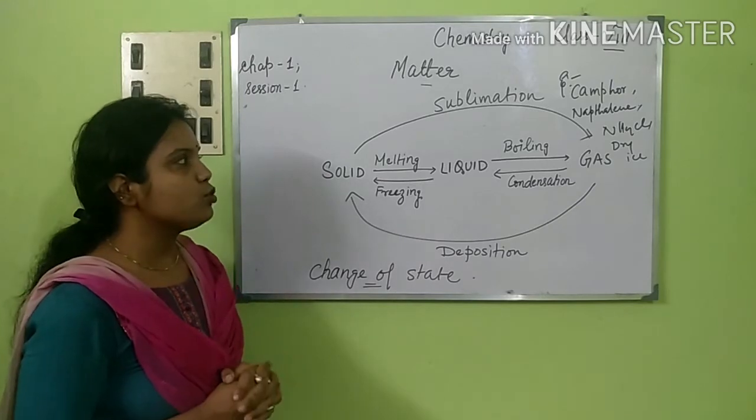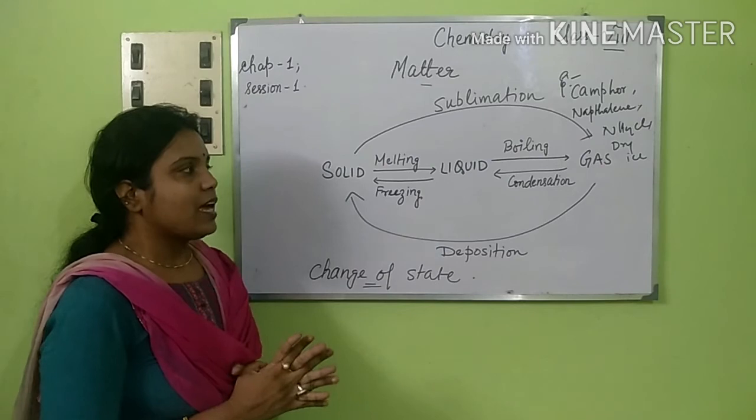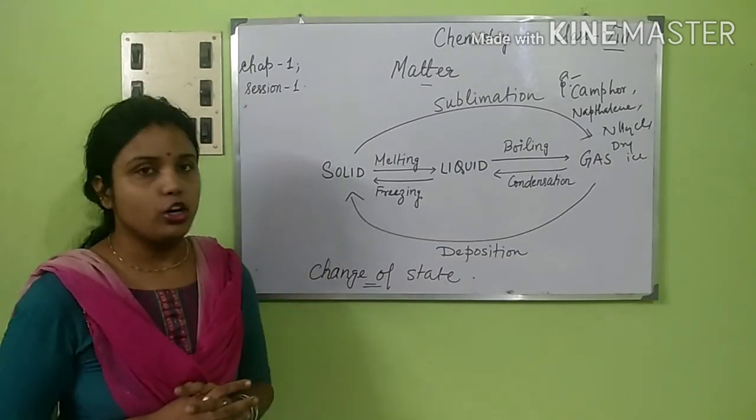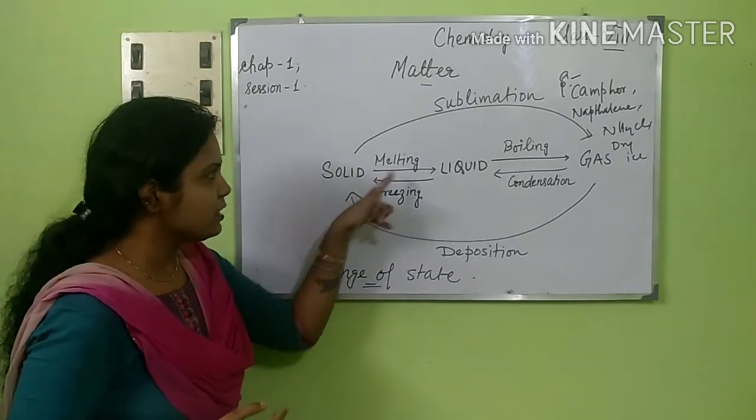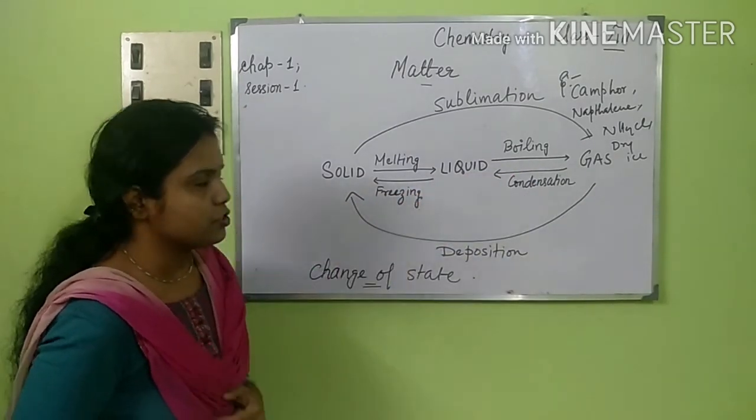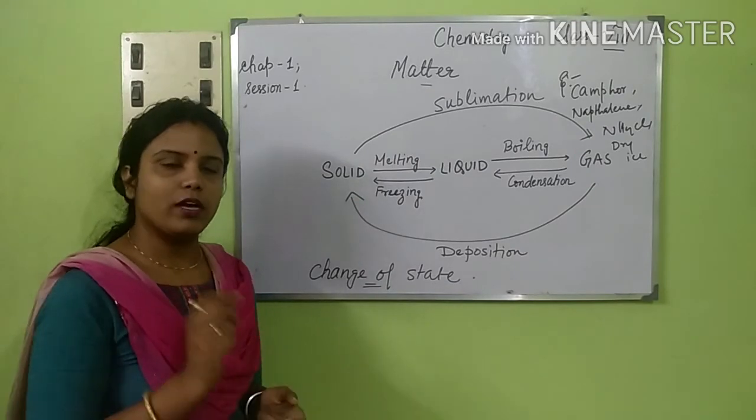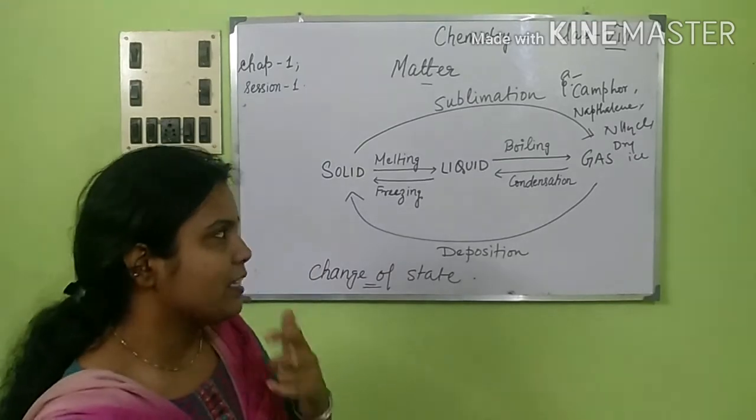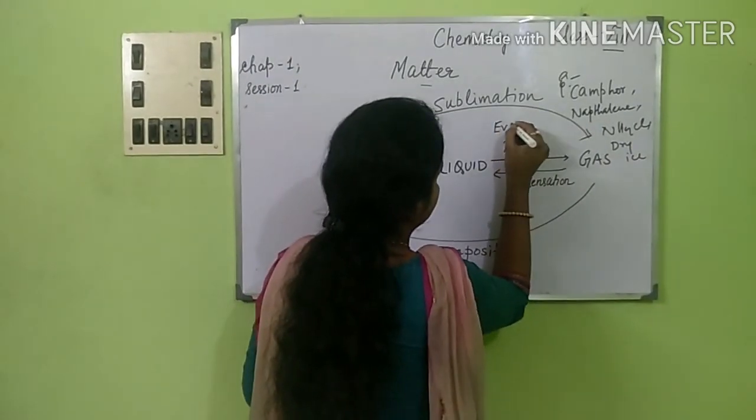And next, the last point that I want to discuss is that these changes are not permanent ones. These are reversible ones. As you can see, it's melting, then again freezing; here boiling, then again condensation. Okay, now I've almost come to the last part. Just one thing I want to say: I have written here boiling. What if I am writing here evaporation?